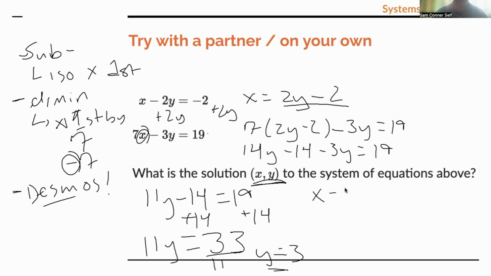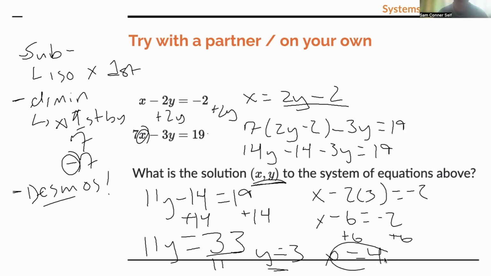So it'll be x minus 2 times 3 equals -2. Multiply out to get x minus 6 equals -2, and then you add 6 to both sides to get x equals positive 4. And then again, make sure that if this is an open response question, you write the answer how they give it to you or how they ask for it, which means that the final answer for this is going to be 4, 3.